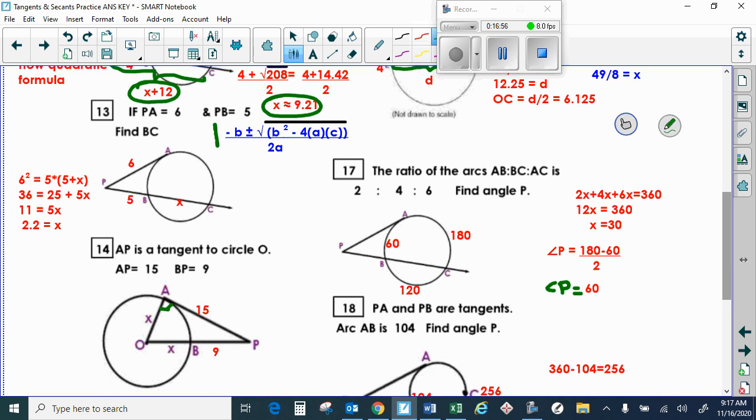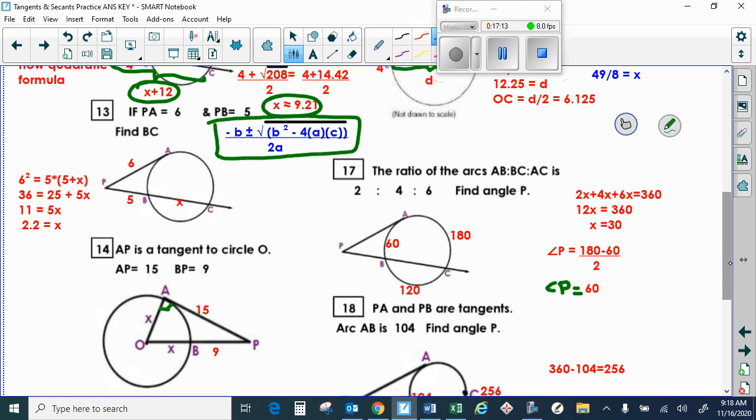Here's your quadratic formula, that I spouted off just a second ago for the above problem. Here, we have a tangent and secant again. So the tangent squared equals the outside 5 times the whole, 5 plus x. Go ahead and solve it.